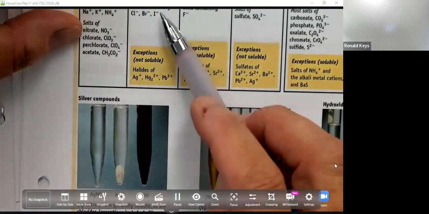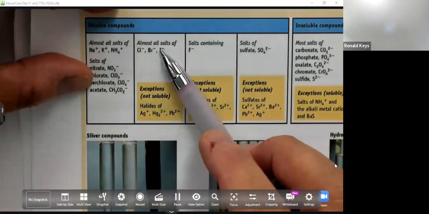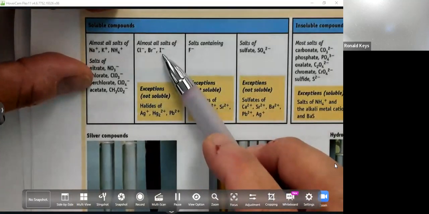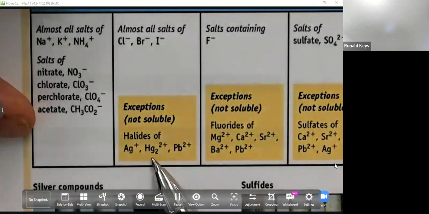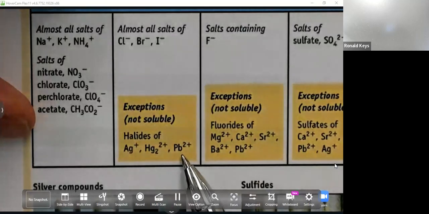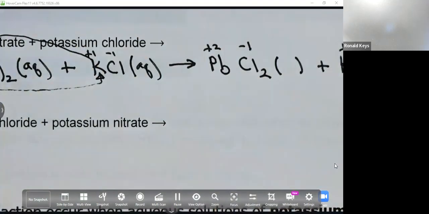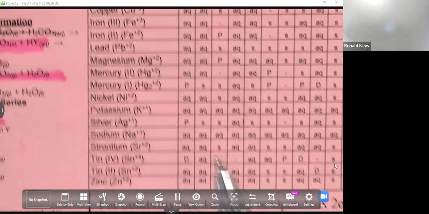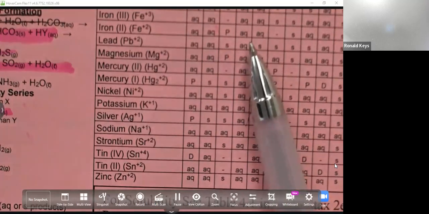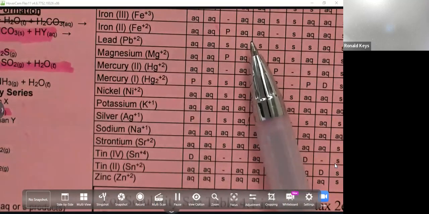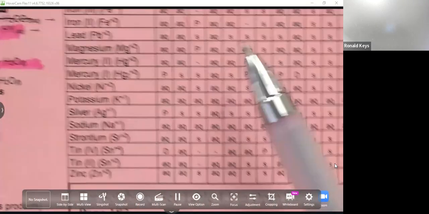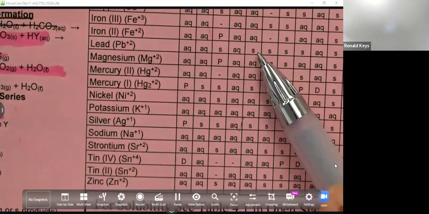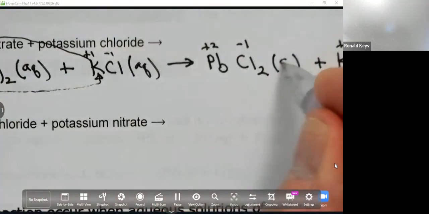Well, let's try these rules. Look at this one. Almost all salts of chlorides, bromides, iodides are soluble. Exceptions are silver, mercury 1, and lead. So this is not soluble. And if you grid it out on the cheater sheet, as I call it, lead-2 chloride, that's a solid right here. So we know this is a solid.